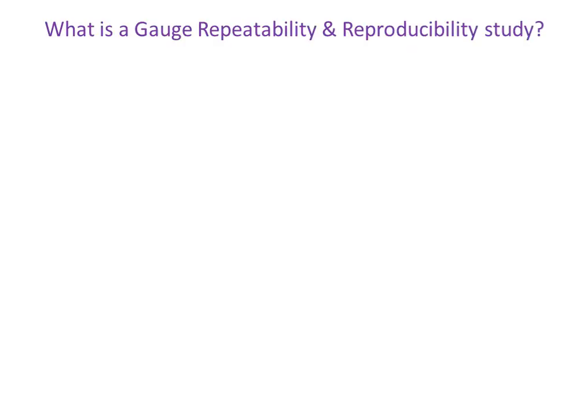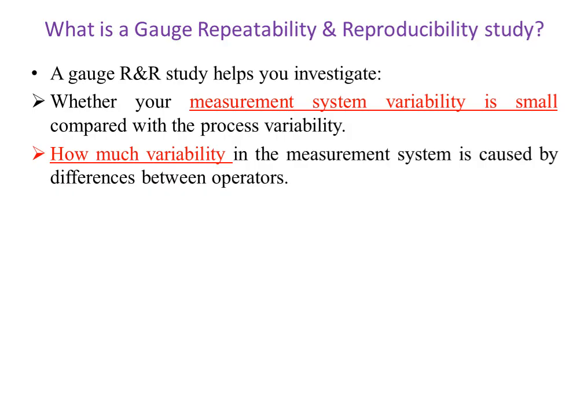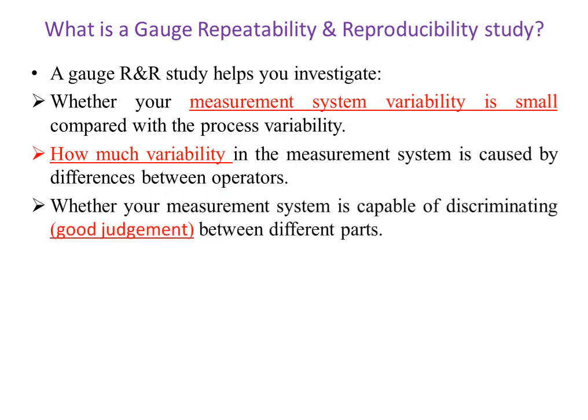Gauge repeatability and reproducibility study gives the good judgment for calibration procedure. So in order to calibrate any instrument, you need to go for gauge R&R study. So what is gauge R&R study and what are its benefits? A gauge R&R study helps you to investigate whether your measurement system variability is small compared with the process variability, how much variability in the measurement system is caused by the differences between the operators, whether your measurement system is capable of discriminating between the different parts, because we know that different parts are measured or their dimensions are measured by the different operators by different measuring instruments.